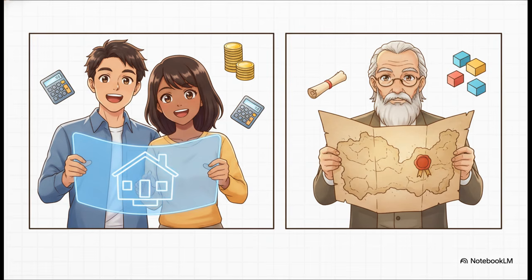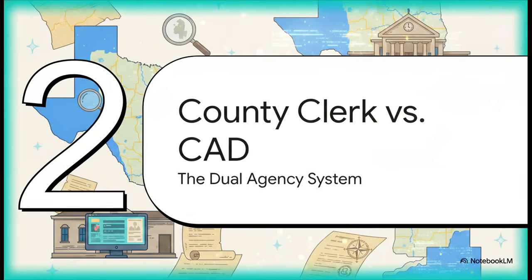They help you anticipate local tax obligations and, crucially, verify the legal title so you don't get hit with any surprise liens or encumbrances down the road. You can even dig right into the land use and zoning details to see what can actually be built on a specific lot. Moving on to Section 2, the county clerk versus the CAD, and understanding Texas's dual agency system.